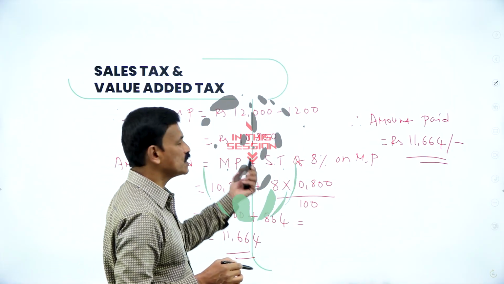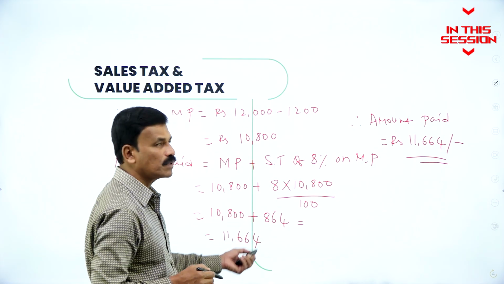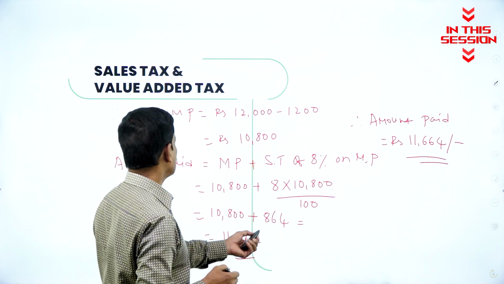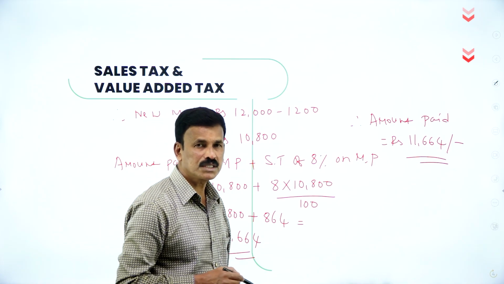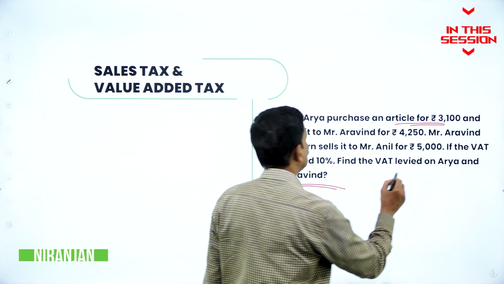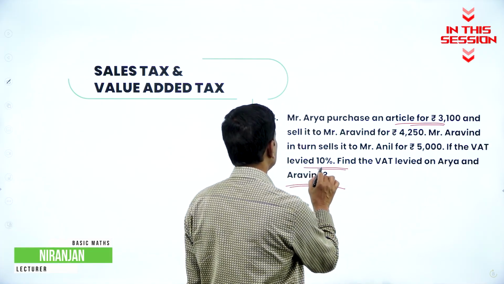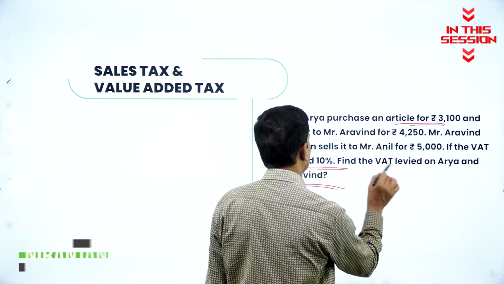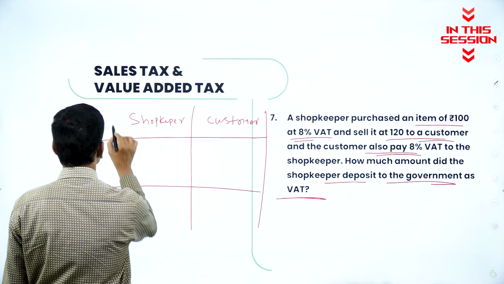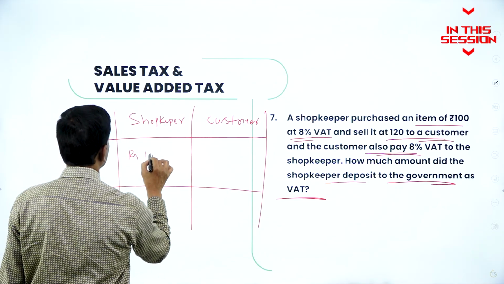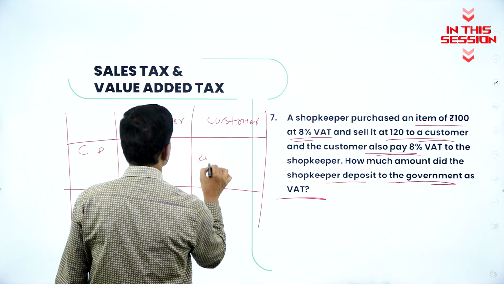Calculate the sales tax for this 10,800. That's equal to 864. So 10,800 plus 864 is equal to 11,664, the amount to be paid for the washing machine set. So what is to calculate? The VAT levied at 10%. If the VAT levied is 10%, find the VAT levied for Arya and Arvind. So the shopkeeper purchases an item for rupees how much? 100, and for the customer he will sell for rupees 120.